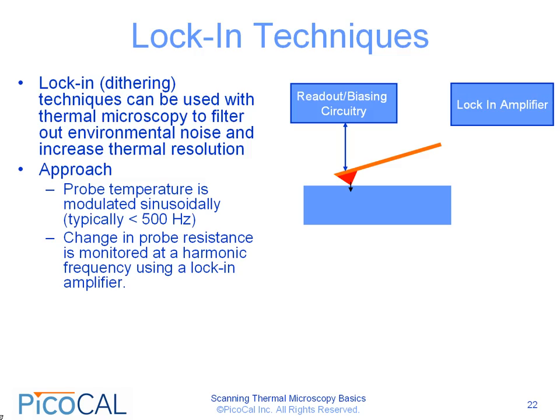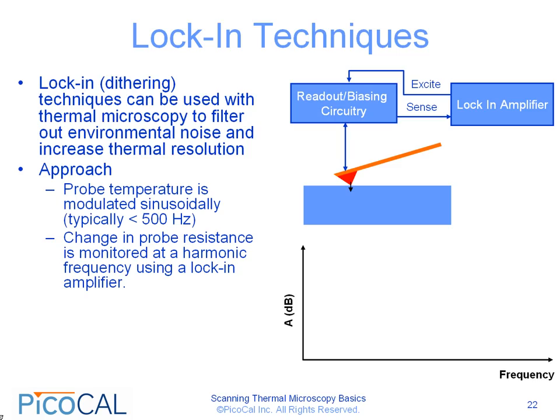Let's take a closer look at this. A lock-in amplifier is included into the system, and the lock-in amplifier provides a sinusoidal excitation into the readout circuitry. If the excitation occurs at some frequency, then the power going to the probe is going to occur at double that frequency, because the excitation signal is a voltage, and the power going into the probe is proportional to that voltage squared. This results in a modulation of the temperature of the probe and a modulation in the tip-sample interaction signal. This signal is sensed by the lock-in amplifier.